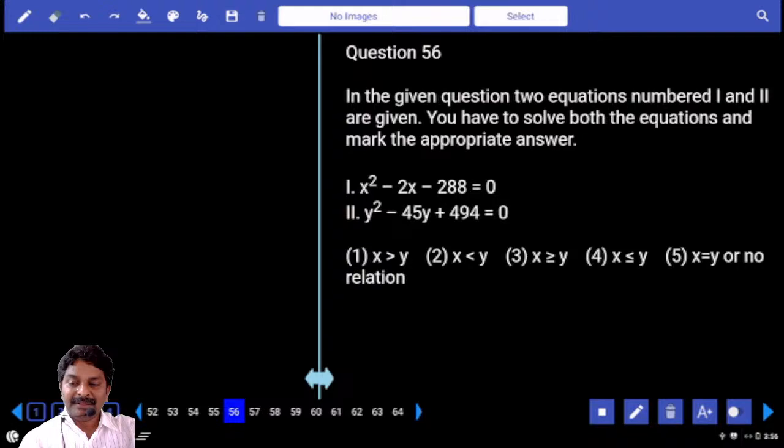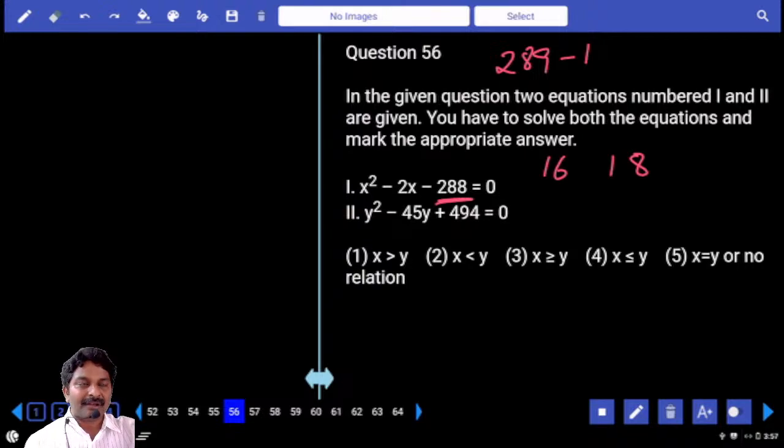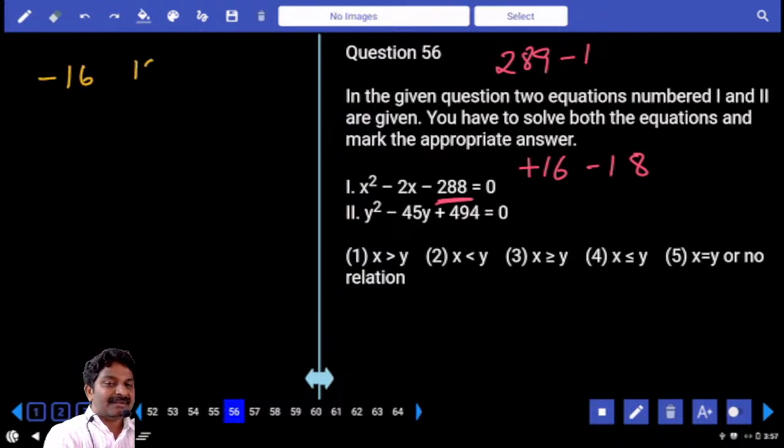288. This I will treat as 289 minus 1, 17 square minus 1 square. That is 17 minus 1, 17 plus 1. Product is negative, so one of the numbers must be negative. I will take the combination as plus 16 minus 18. Factors are minus 16, plus 18. Yes.